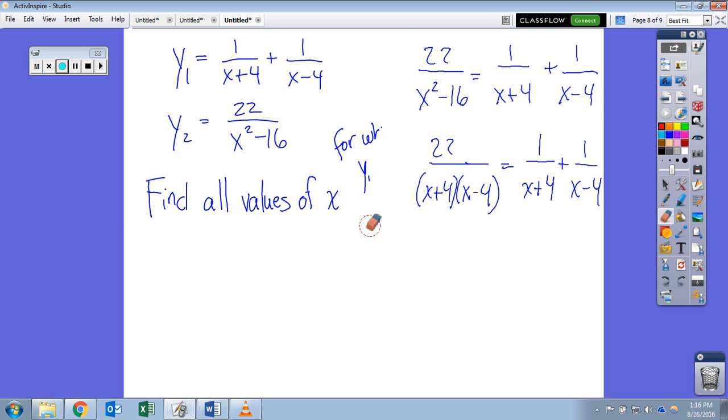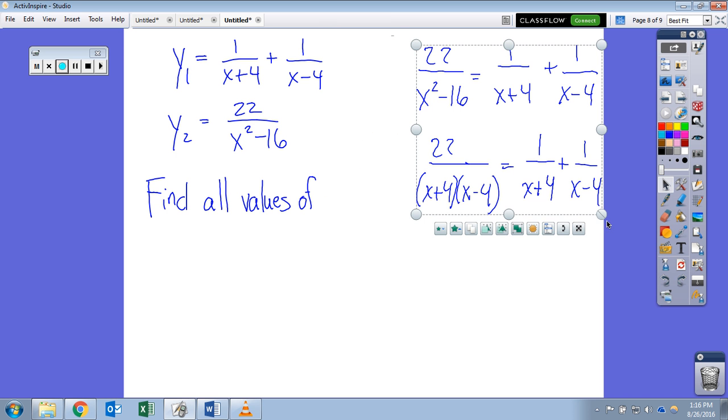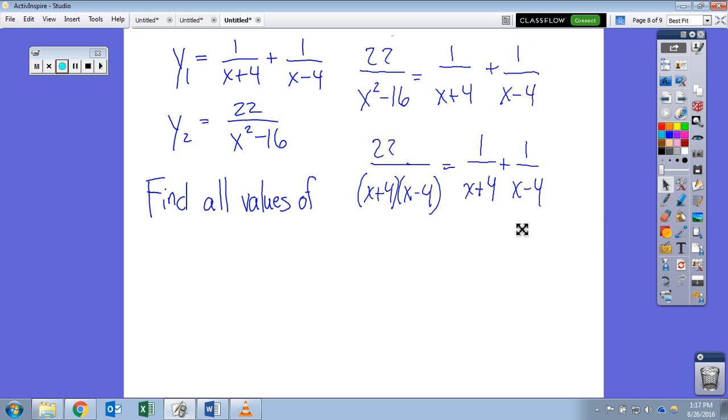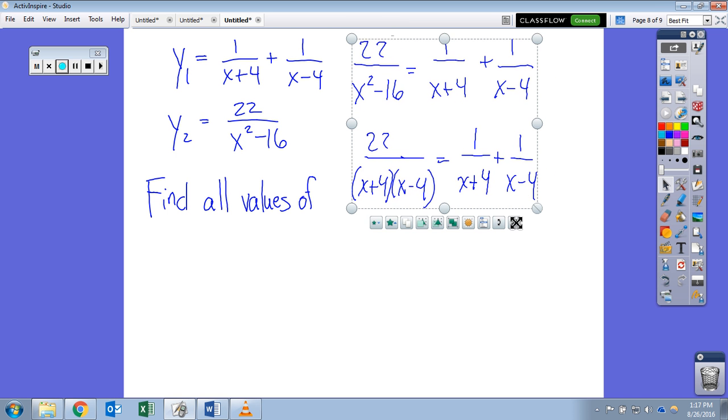Mess it up. I'm going to move this guy over a little bit because I want to write blue on blue. Okay, here it is. No, that's good. No, that's not what I want.